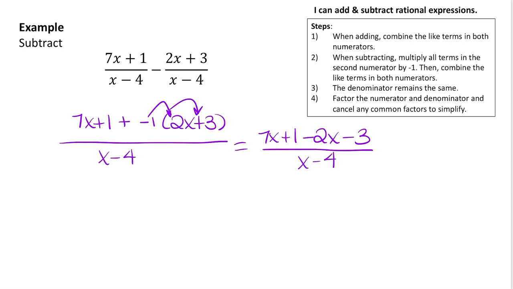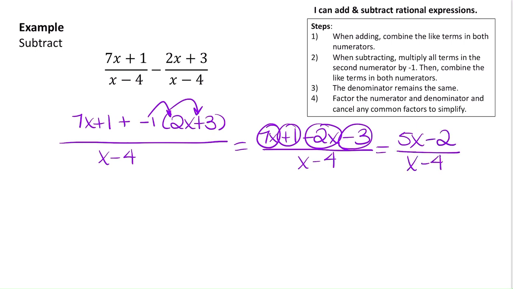Now I need to combine like terms. Notice I have a 7x and a minus 2x, and those will combine, which gives me 5x. I have a plus 1 and a minus 3, and those will combine to become minus 2. So I have 5x minus 2 over x minus 4. I'm going to check and see if it can be simplified, but I can't factor anything out here, so this is already in fully simplified form.